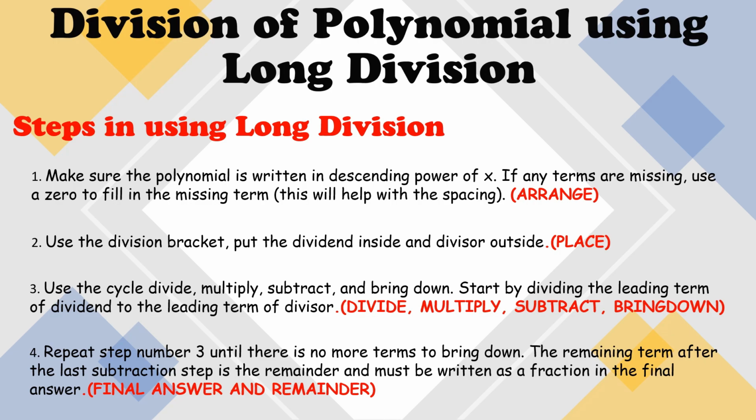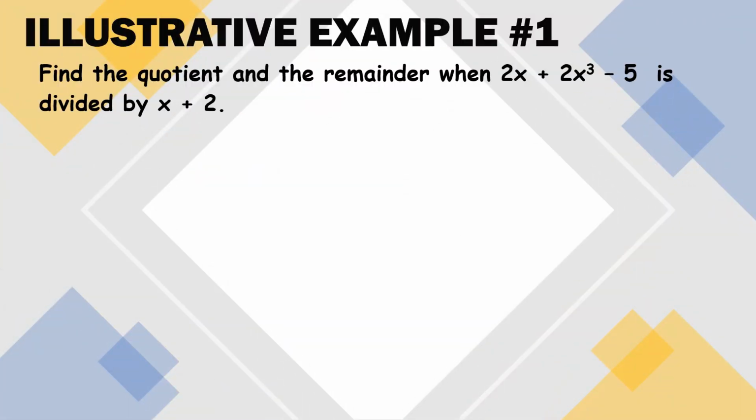Step 4, repeat step 3 until there's no more terms to bring down. So the remaining term after the last subtraction step is the remainder, must be written as fraction in the final answers. Okay, so let's try our steps in dividing polynomials using long division. So let's find the quotient and the remainder when 2x plus 2x cubed minus 5 is divided by x plus 2.